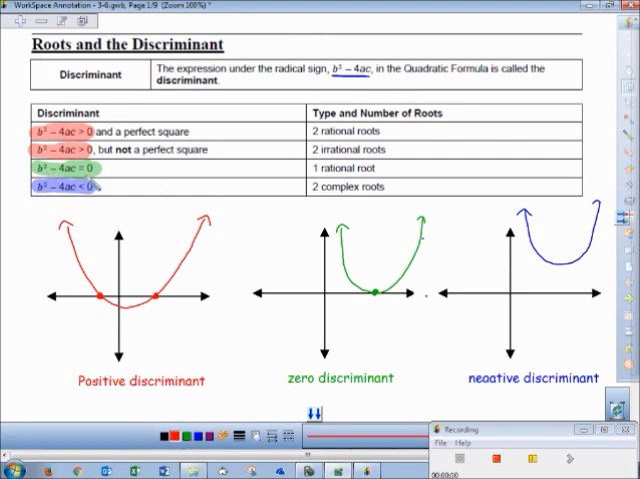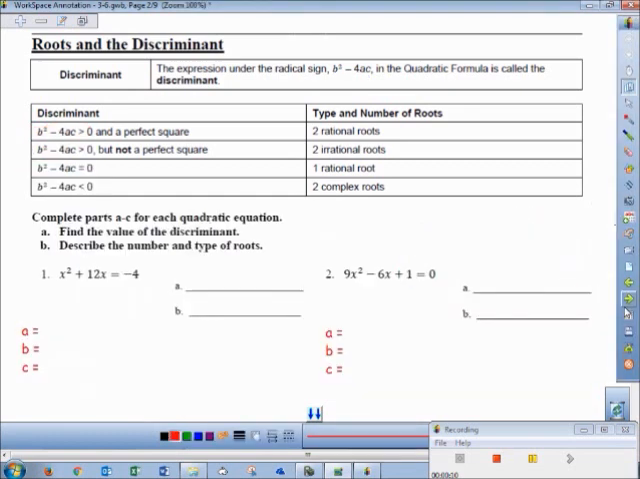If the discriminant is equal to 0, then you only get 1 rational root, because that parabola will only cross the x-axis 1 time right there. And if the discriminant is negative, that means you're going to get 2 complex roots, because that parabola never crosses the x-axis. It tells us the number of roots that we're going to get in this situation.